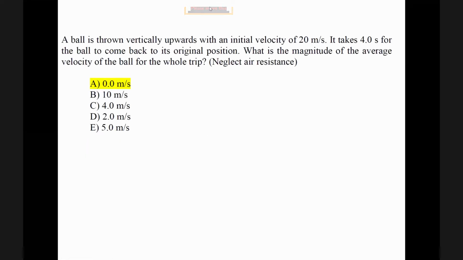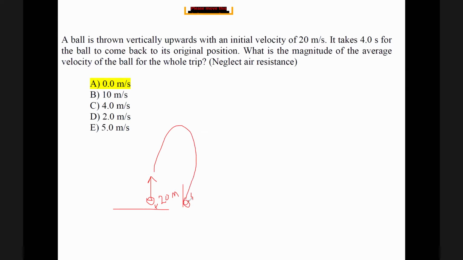A ball is thrown vertically upward. I always suggest you make a drawing, okay? So a ball is thrown vertically upward with initial velocity 20. This 20 is positive because it's vertically upward, 20 meters per second. It takes 4 seconds for the ball to come back to the same level. What is the magnitude of average velocity of the ball for the whole trip?